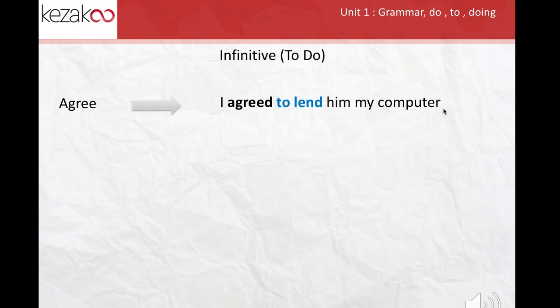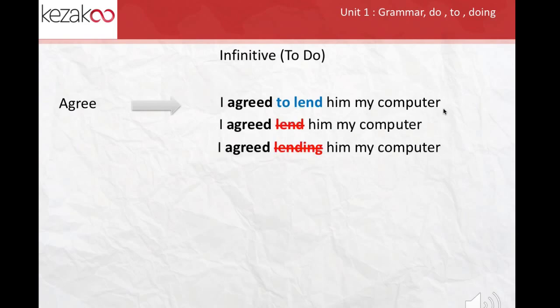So we cannot say I agreed lend him my computer. We need to say I agreed to lend him, and we cannot make it a gerund. We cannot say I agreed lending him my computer. The correct form is to say I agreed to lend him. So whenever we have the verb agree and it is followed with another verb, it needs to have the form of to do.